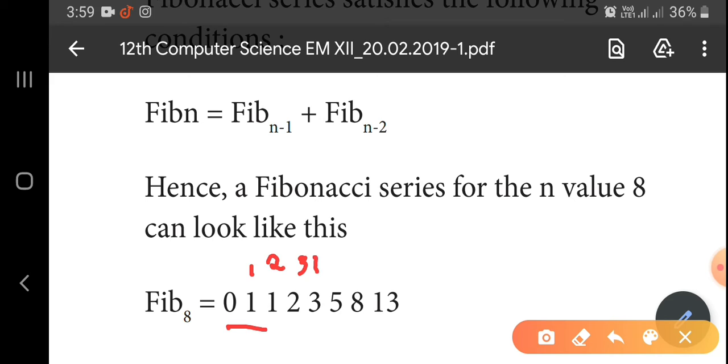And then how can we get the value for fib of 4? We just add the two previous numbers, 1 and 2. So what is the value for 1 plus 2? We get the value 3. Okay, now we can calculate fib of 5. So how can we calculate fib of 5? We just add the two numbers, that is 2 and 3. 2 plus 3, 5. And then fib of 6, fib of 7.